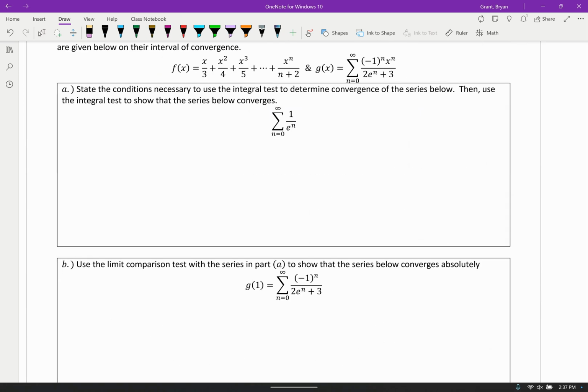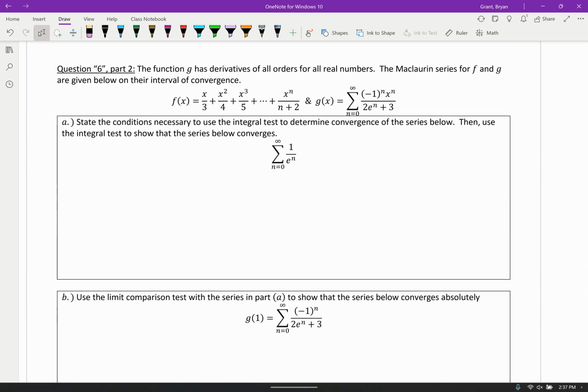All right, we've had that brain break, so let's go ahead and look into our last question, question 6, part 2. We're given f of x and g of x, and they're going to ask us a few questions about those. First, state the conditions necessary to use the integral test to determine the convergence of the series below. Then use the integral test to show that the series below converges. That makes sense? Let's begin.